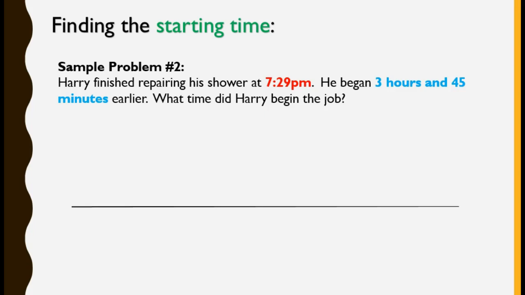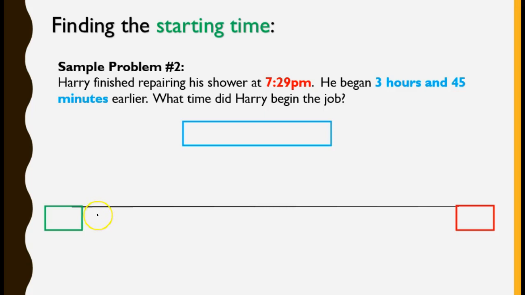All right, friends, we're going to try another one together. So flip your page over to sample problem number 2, all about Harry. This one, we are finding the starting time. So I have my timeline here like you have on your paper, but I need to add a starting box, an ending box, and an elapsed time box. Okay, let's read the story. Harry finished repairing his shower at 7:29 p.m. He began 3 hours and 45 minutes earlier. What time did Harry begin the job?